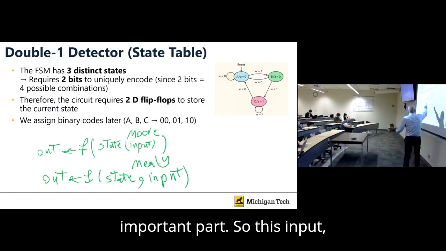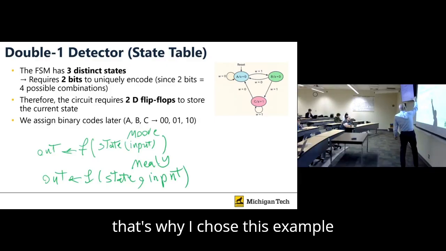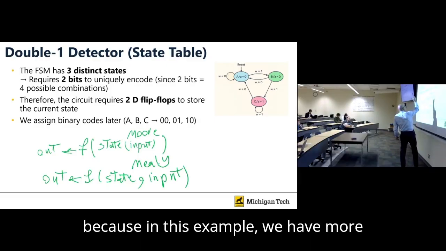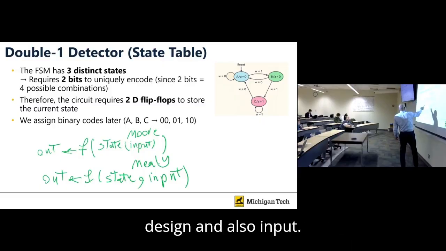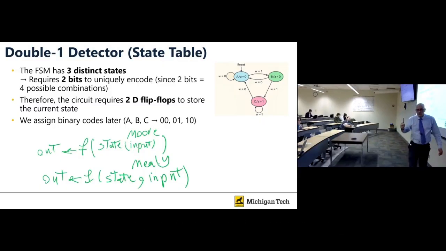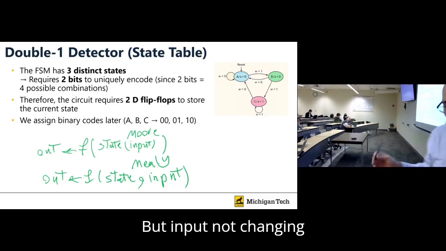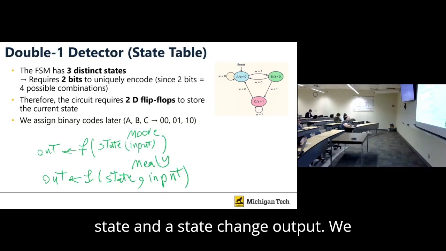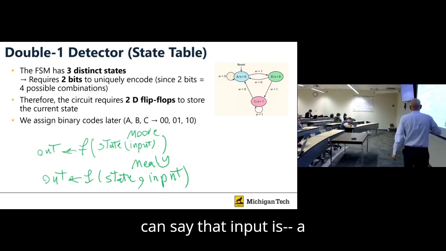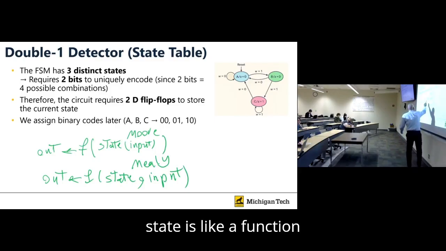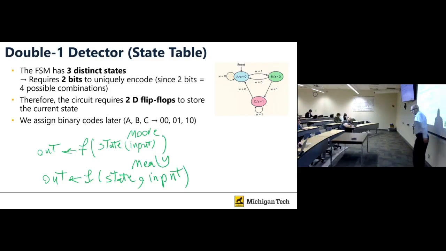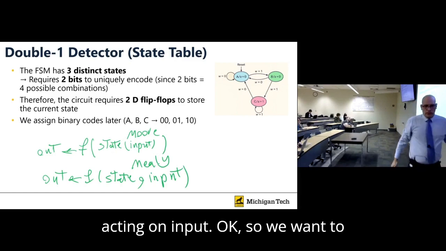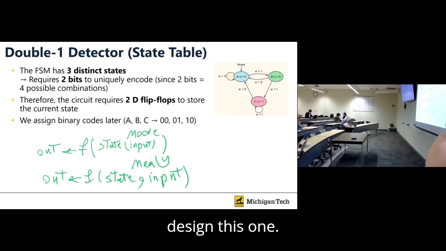So that's why I chose this example, because in this example we have a Moore design and also input. But input is not changing the output, sorry. It's changing the state, and the state changes the output. So we can say that the state is like a function acting on the input. Okay, so we want to design this one.